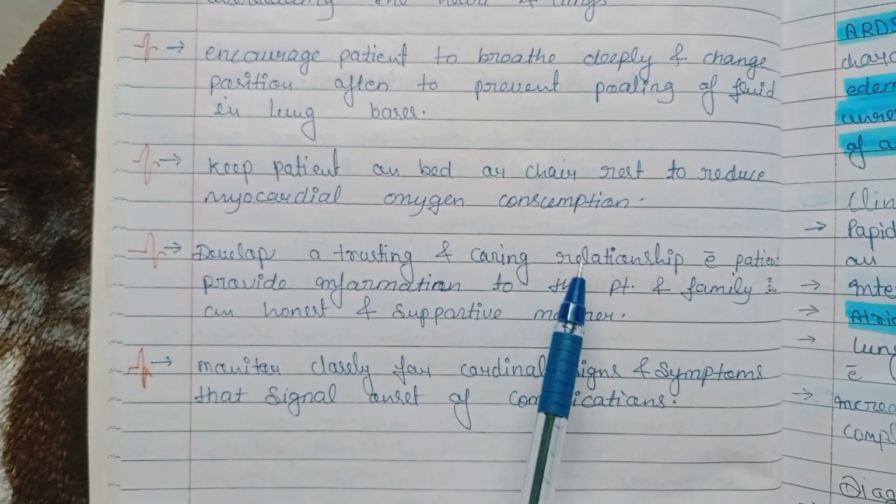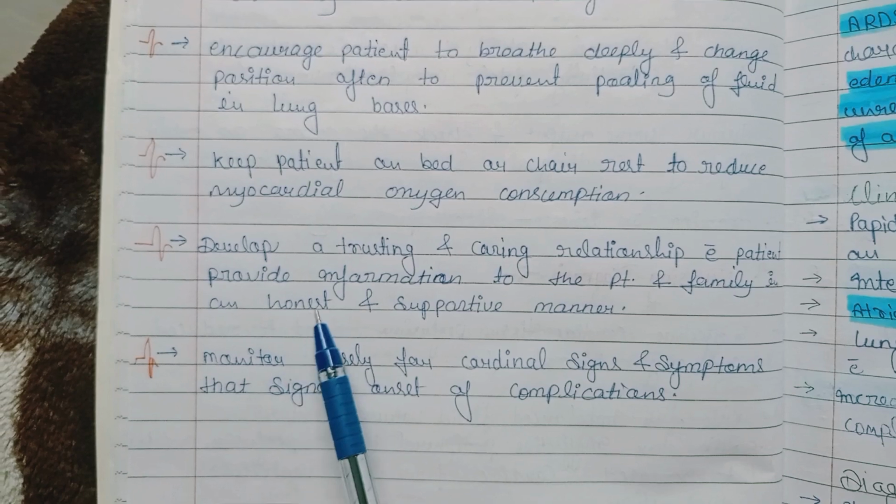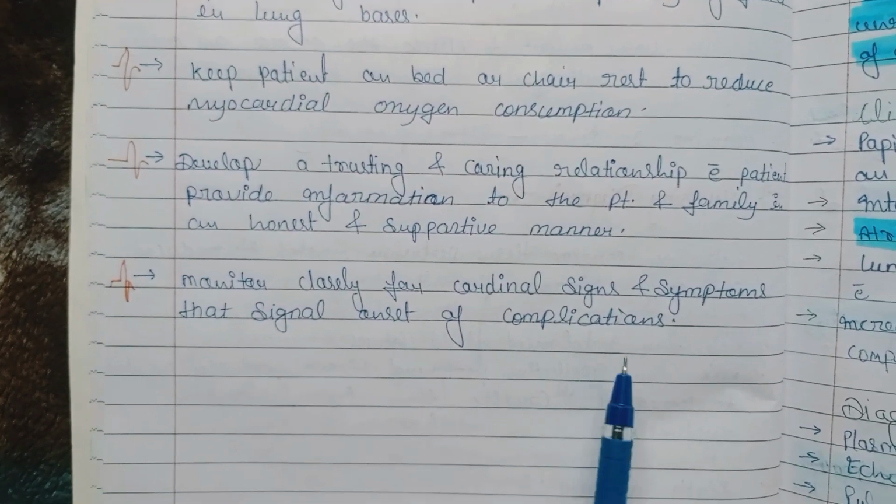Develop a trusting and caring relationship with the patient. Provide information to the patient and family in an honest and supportive manner. Monitor closely the cardinal signs and symptoms that signal the onset of complications.